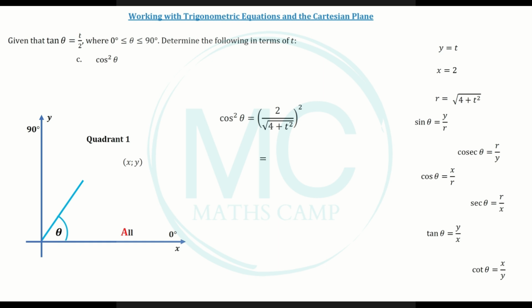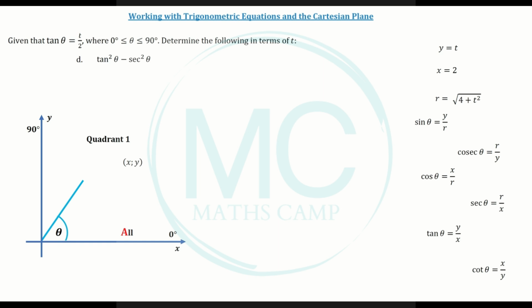Now we can simplify. 2 squared gives us 4 over, in the denominator of the fraction, we have a root. And when we have a square root and a square, they cancel out. So in this case, we're left with 4 plus t squared. We cannot simplify this fraction anymore, so this is our answer. Now we can move on to part D.